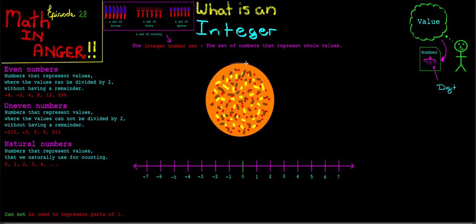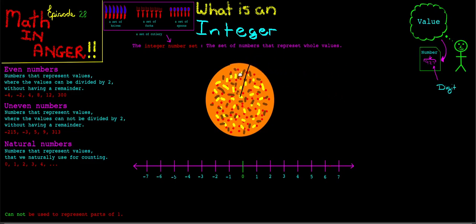What happens when I want to talk about that part of the pizza? It's no longer one. It's no longer one pizza, right? And that's not a whole. So I can't use whole numbers to talk or write about this pizza anymore.